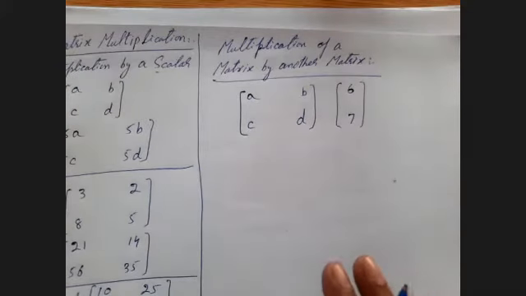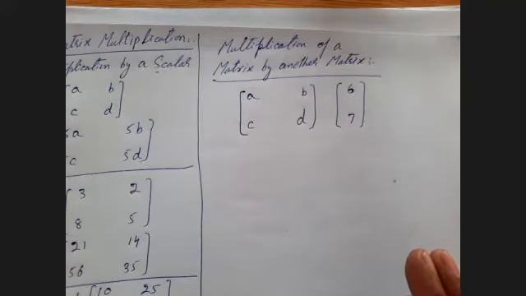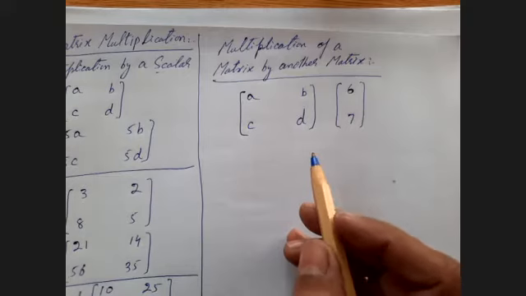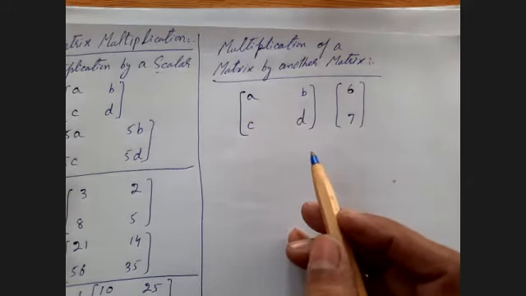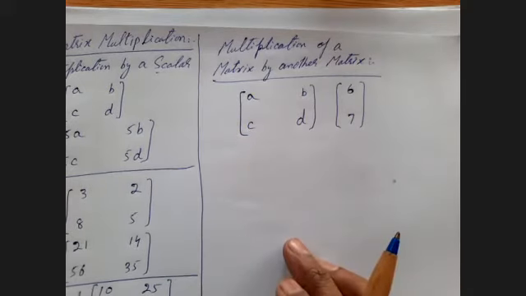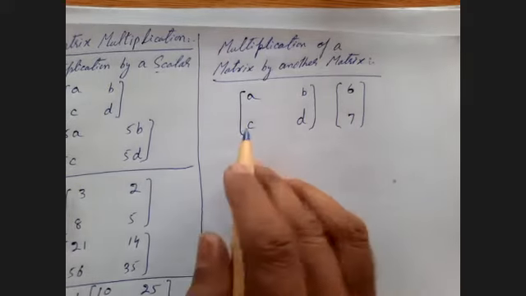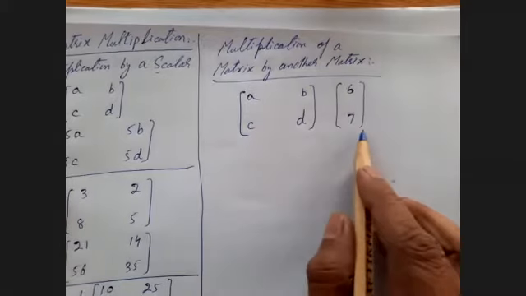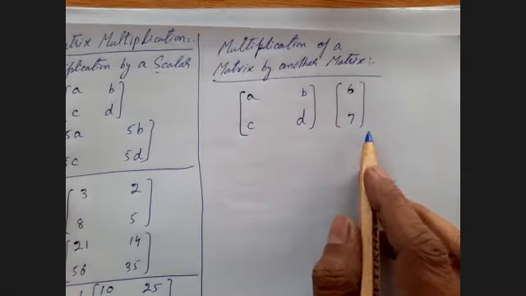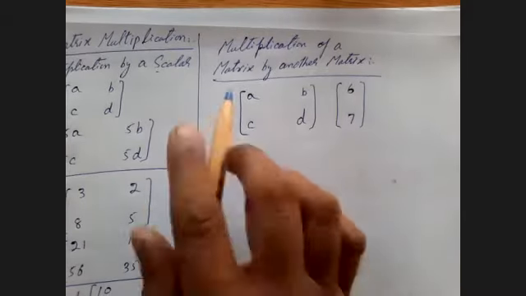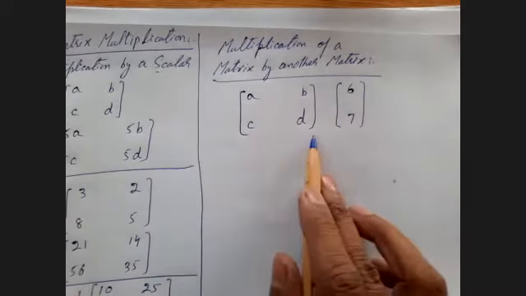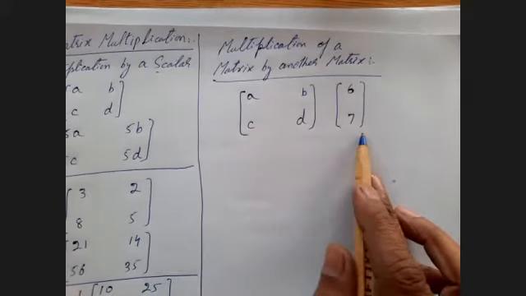Now, first of all, before the multiplication, you have to observe one very important thing: the order of the matrices. In the case of addition or subtraction of matrices, I told you that the order of the matrices must be the same. But in this case of multiplication, what you have to observe? Now you can see that this is the first matrix, this is the second matrix. Because you know that in English we read from left to right. So from left, this is the first matrix, this is the second matrix.